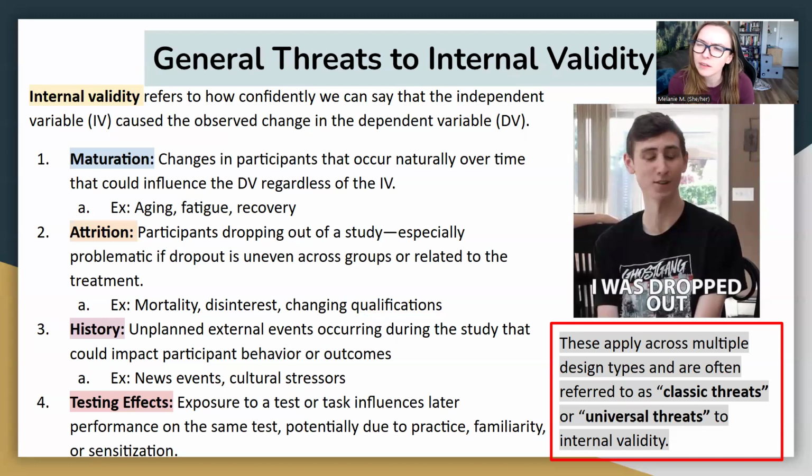And there's different things you can do about it. It, of course, depends on the context, but more often than not, it means that the way you interpret your results are going to have to change to adapt for that history. We also have something called testing effects.